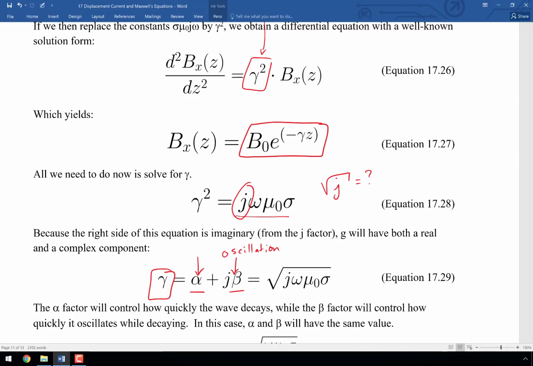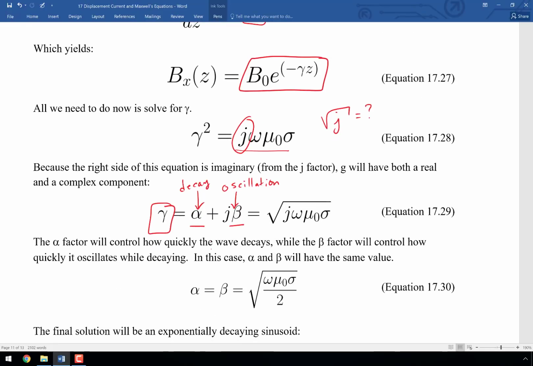That means how rapidly it's sinusoidally oscillating. But e to the minus real part, that's going to be a decay. So the real part alpha controls how quickly it decays, and the imaginary part beta controls how quickly it oscillates while it's decaying. Eventually it's going to go to 0, but while it's going to 0, it's going to flip back and forth a few times.